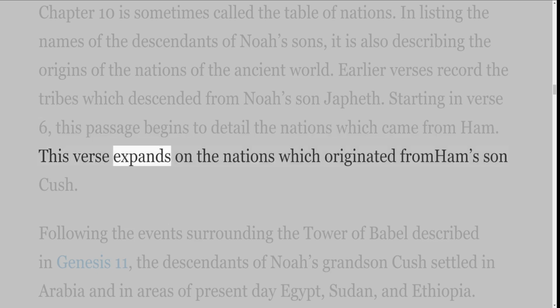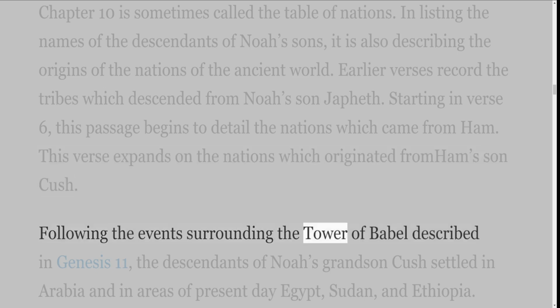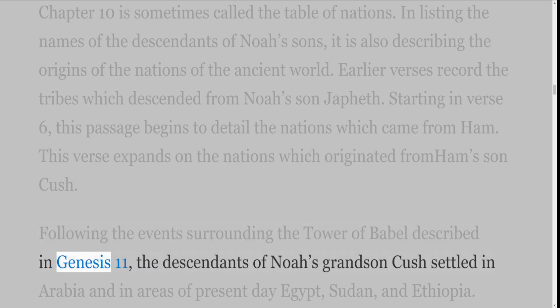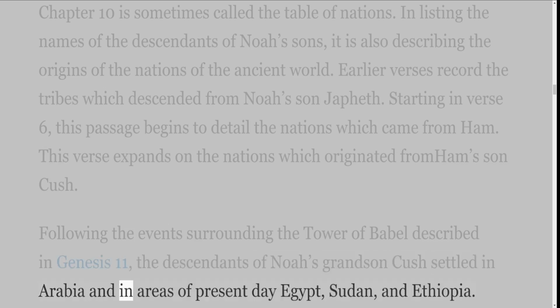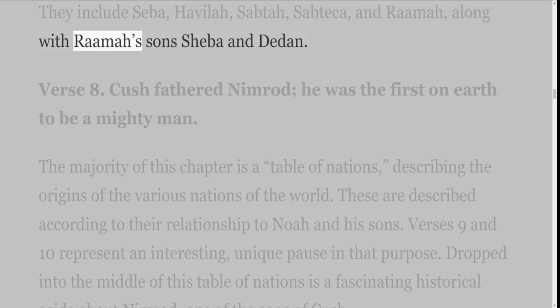This verse expands on the nations which originated from Ham's son Cush. Following the events surrounding the Tower of Babel described in Genesis 11, the descendants of Noah's grandson Cush settled in Arabia and in areas of present-day Egypt, Sudan, and Ethiopia. They include Seba, Havilah, Sabta, Sabteka, and Rama, along with Rama's sons Sheba and Dedan.